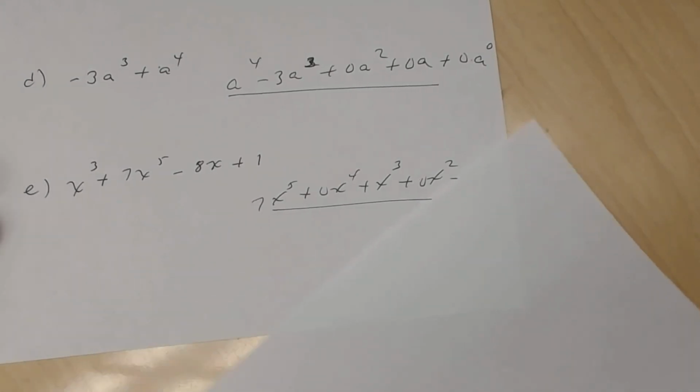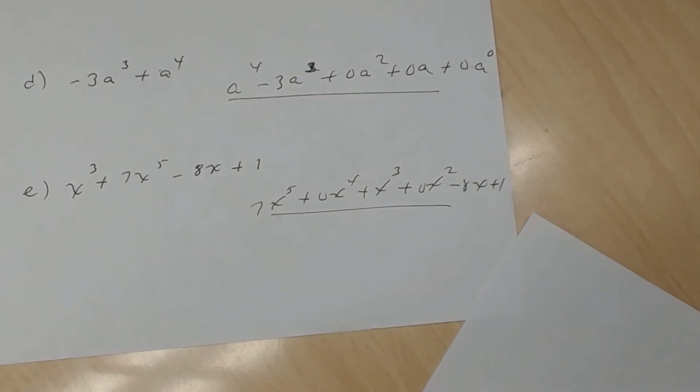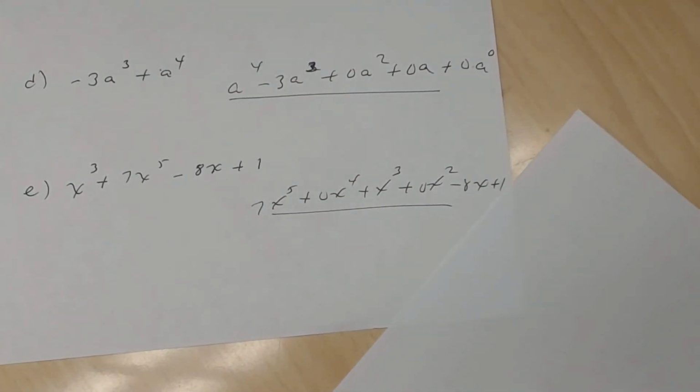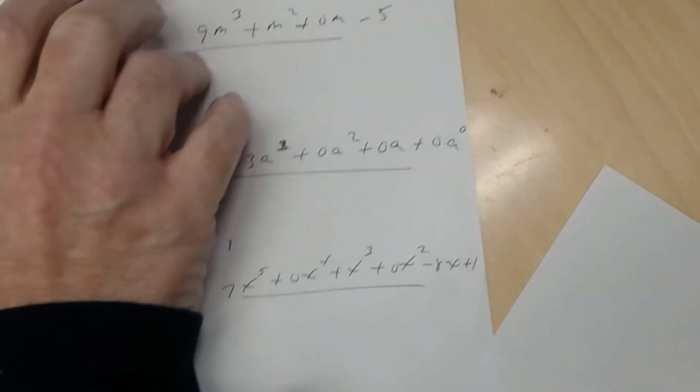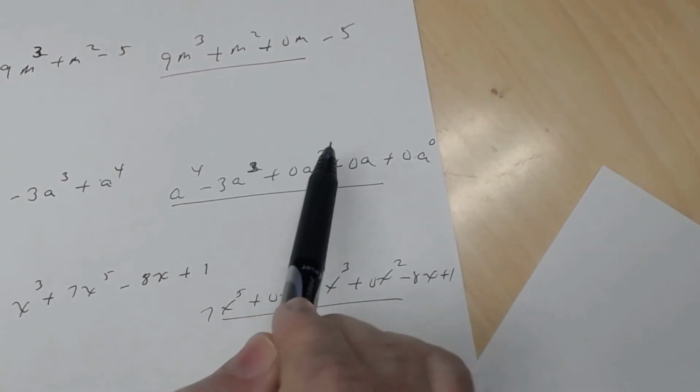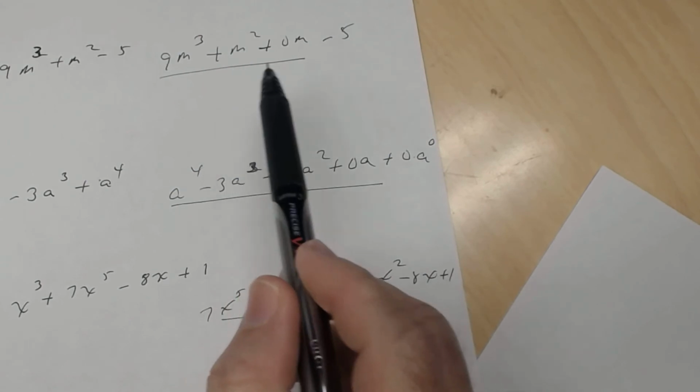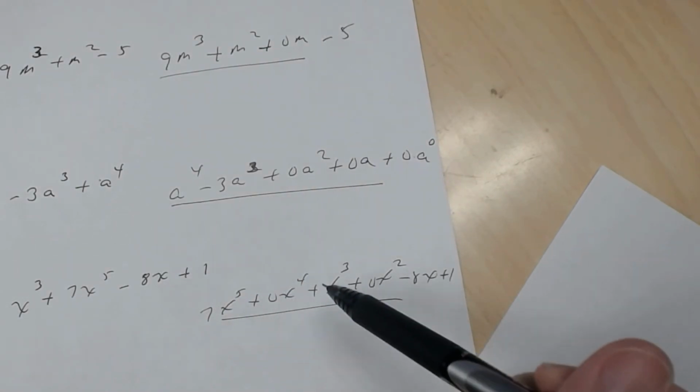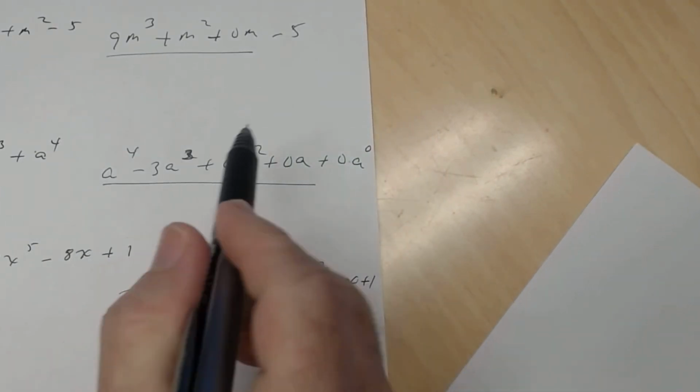Okay, so that was this lesson. That's all it is. It's very simple. Just putting in the missing terms. So you're going to write as 0 times a squared, or 0 times a, or 0 times m, or 0 times x to the 4th, whatever's missing. But be careful about this one.